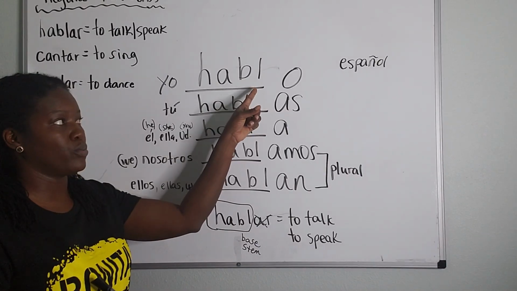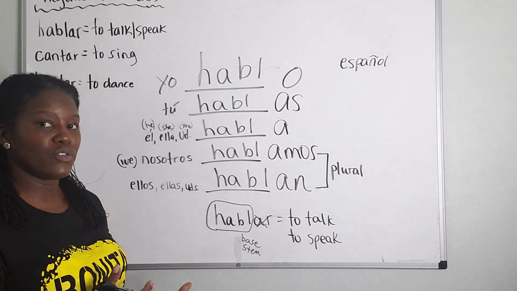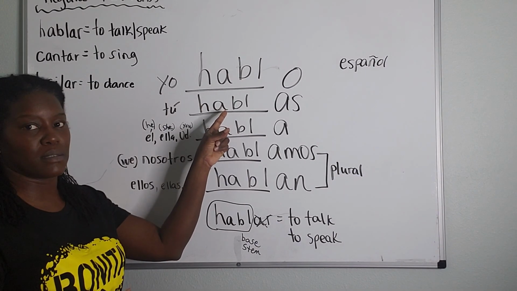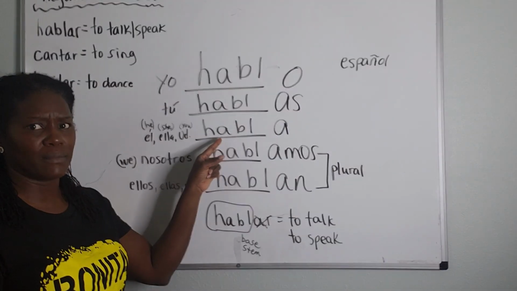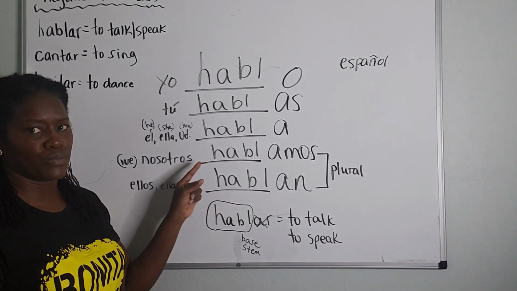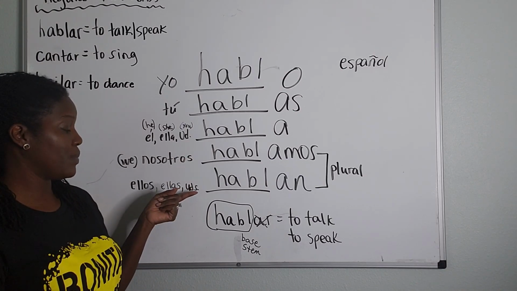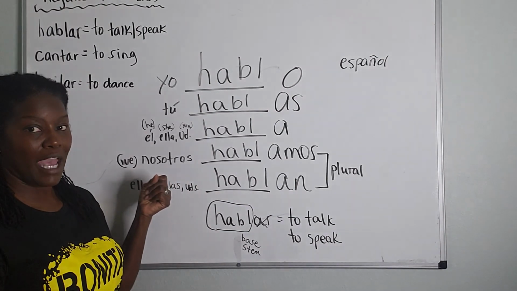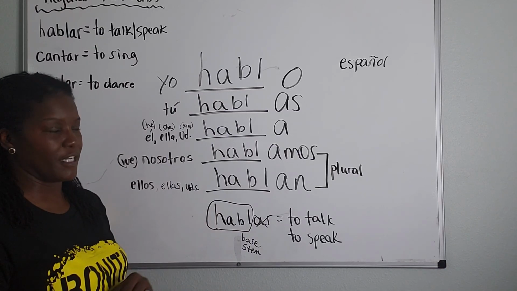No hablo español. I don't speak Spanish. So to negate something, you just say no in front of it. So you don't talk would be tú no hablas. Or she doesn't talk would be ella no habla. We don't talk would be nosotros no hablamos. This one would be ellos no hablan. Okay? Ellos no hablan. They don't talk. We just say no. We put no in there.